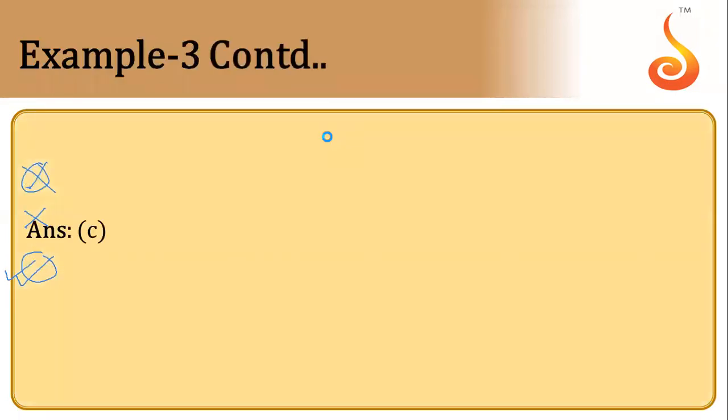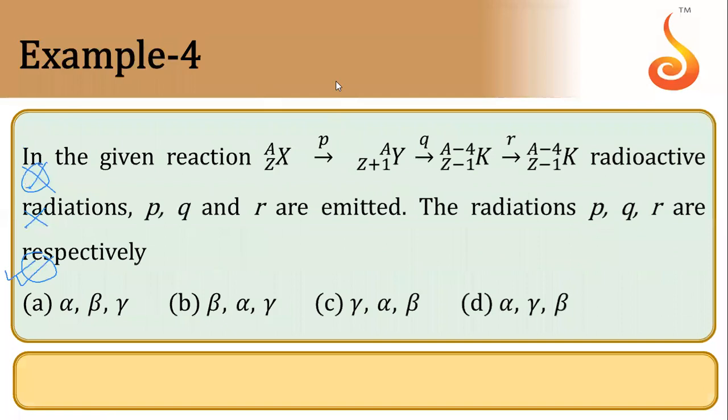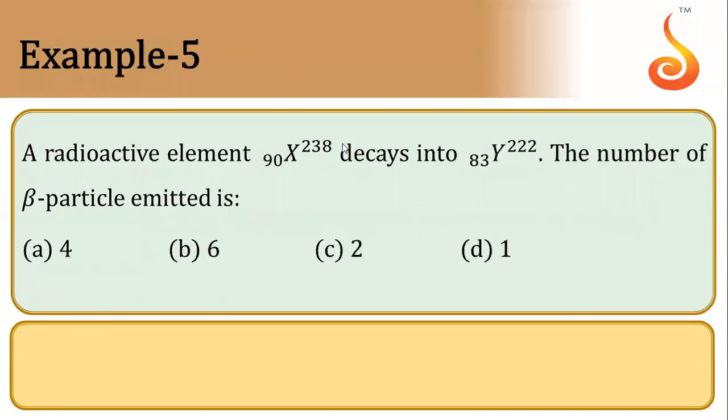Let's move to the next example. Okay. We'll do example number 5 quickly, then we'll do 4. So a radioactive element X decays into another element Y. The number of beta particles emitted is?